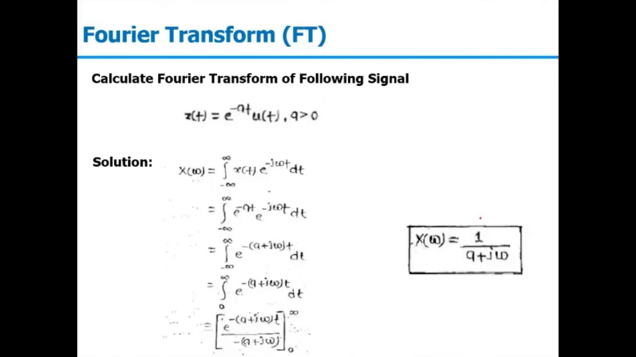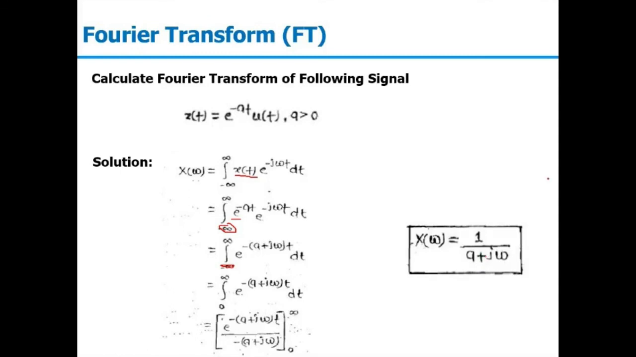Another example, x(t) equal to e^(-at) u(t), where a is greater than 0, or a is a positive quantity. We will simply replace x(t) by e^(-at) u(t). Since u(t) is 1, the limit will be from 0 to infinity. When we solve this and put in the limits, X(ω) comes to be 1 upon a plus jω. So this is how you will find the Fourier transform of the given signal.